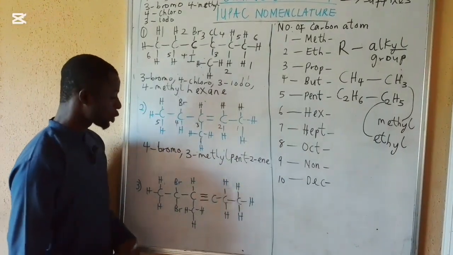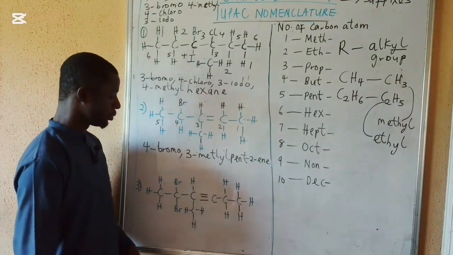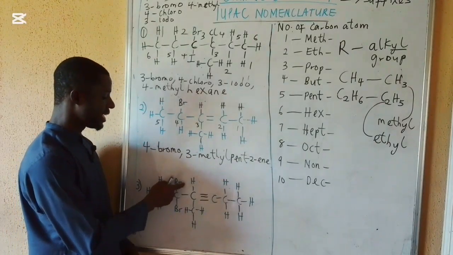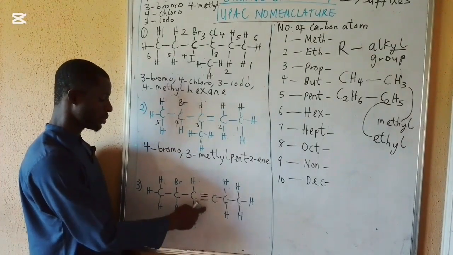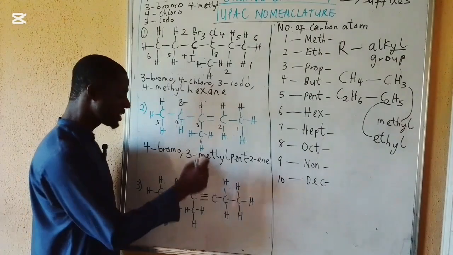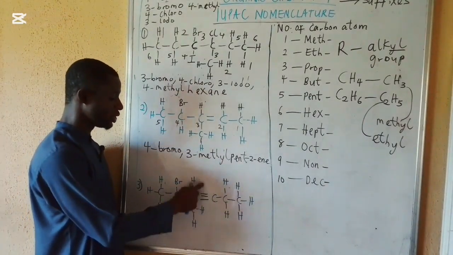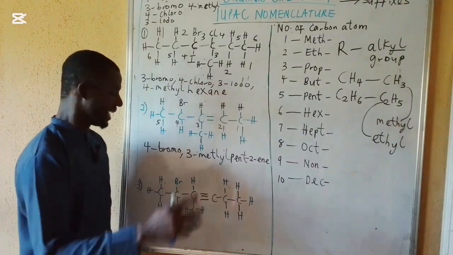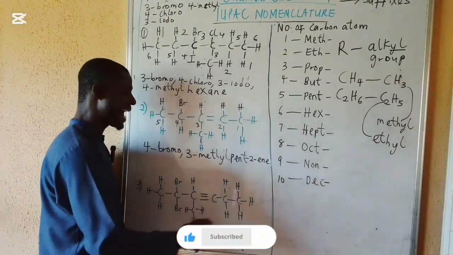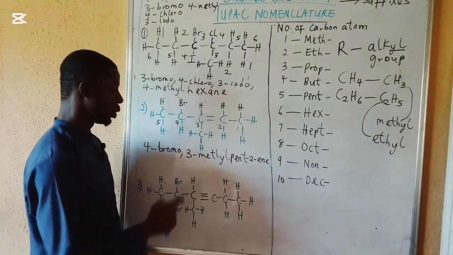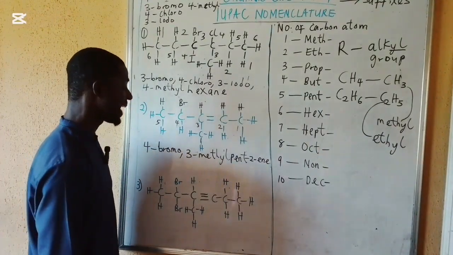Let's come to the third structure. Now this one is also a hydrocarbon, just that the alkyl here has been substituted by bromine and the alkyl here has been substituted by a methyl group. But which type of hydrocarbon? The carbon to carbon here is joined by a triple bond. That triple bond is a functional group of the alkyne family. So this is an alkyne structure.